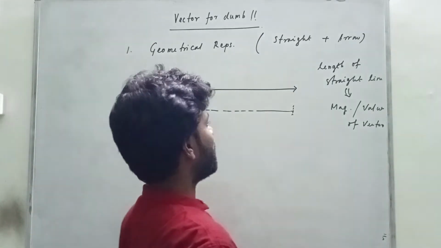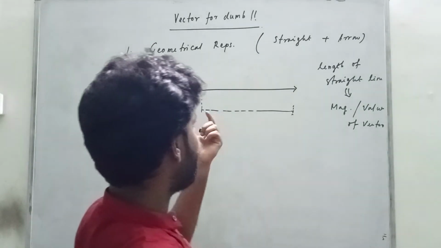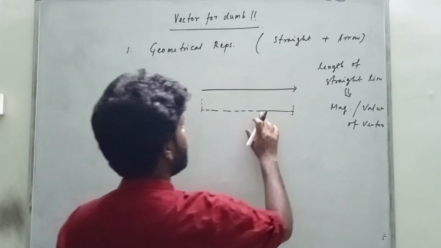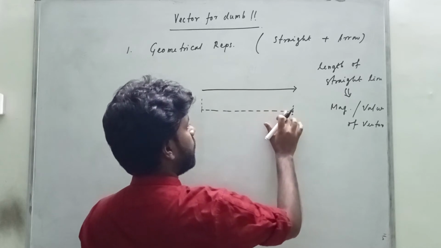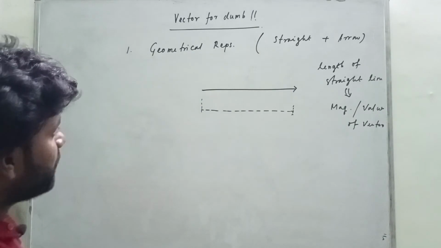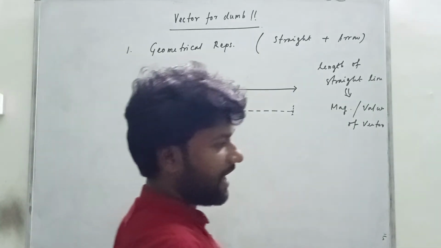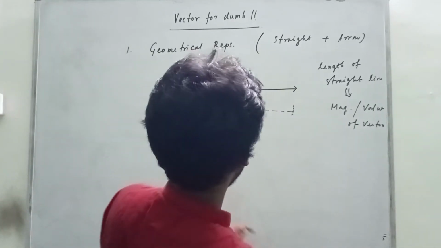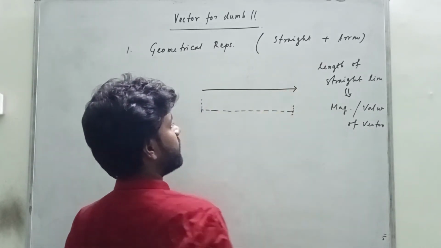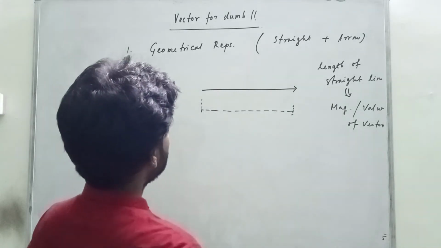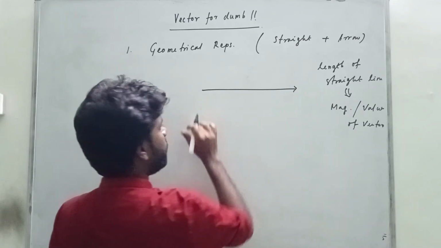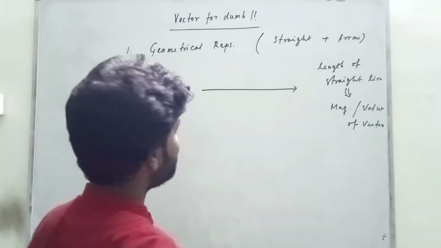Now it is a complete geometrical representation, because from your class 9-10 science, all of you know a vector means the magnitude as well as the direction. The magnitude means the length of the straight line and the arrow indicates the direction. All of you know force is a vector quantity.